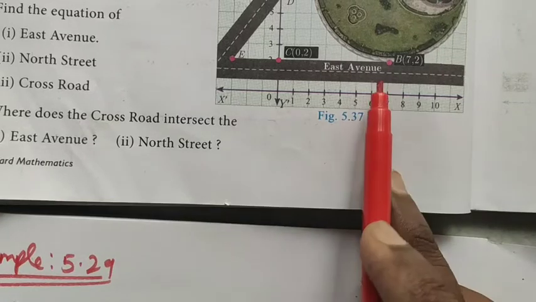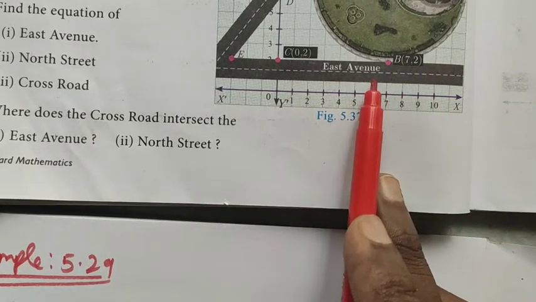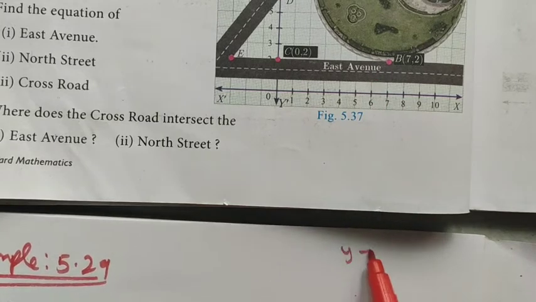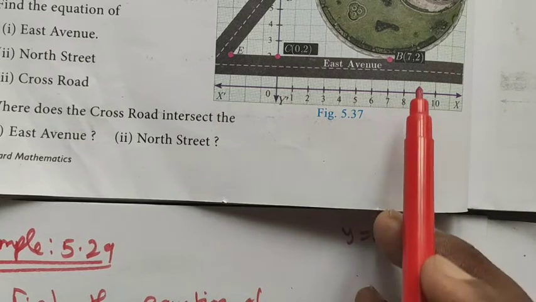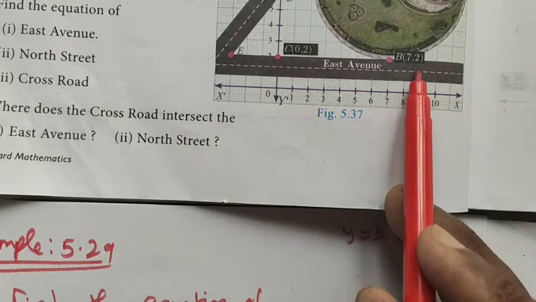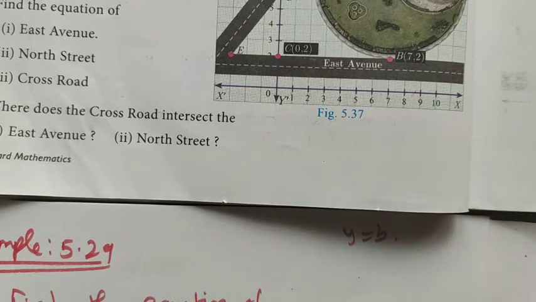See the diagram. The equation of the East Avenue is parallel to the x-axis. Parallel to the x-axis means we know the formula y is equal to b, right? Here we have found that y is equal to 2. See, here we have the distance between the points is 2, here also 2. So y is equal to 2 is the equation.